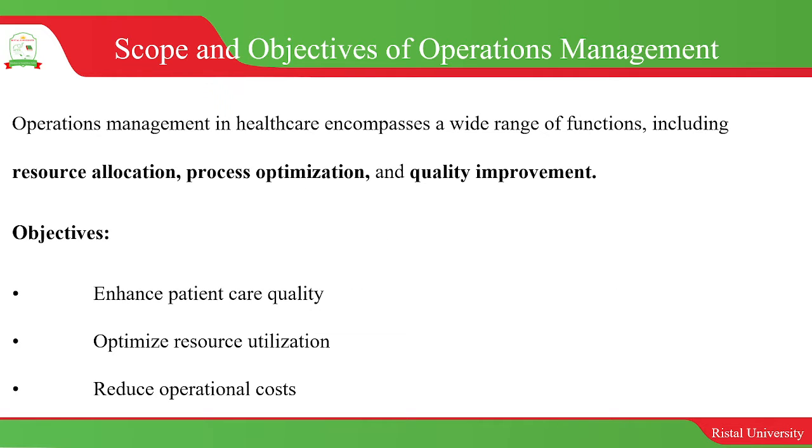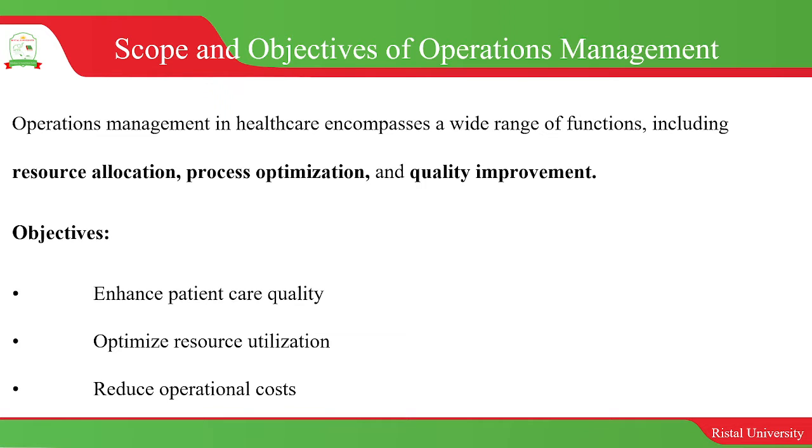Let's look at the scope and objectives of operations management. Basically, operations management in healthcare encompasses a wide range of functions, including resource allocation, as we already saw, process optimization, and quality improvement. The objectives are to enhance patient care quality, optimize resource utilization, and reduce operational costs. Once again, in every healthcare setting, our main target is always that patients get the quality care that our project has specified.